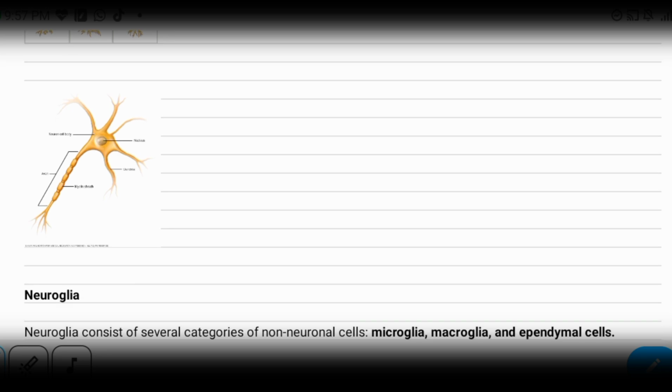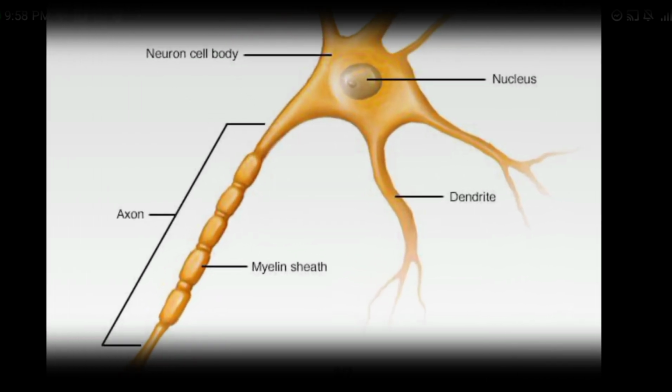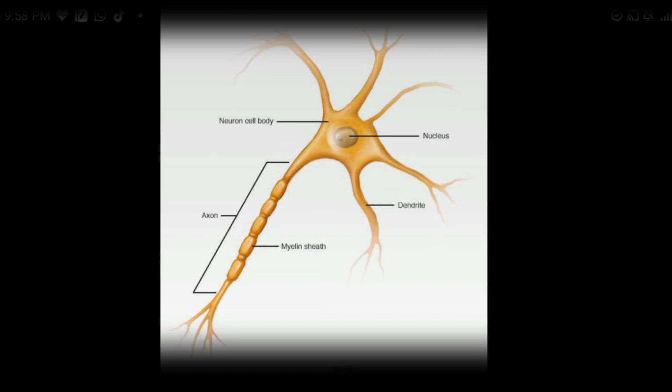So this also shows us a typical example of a neuron. As you can see, the cell body has a nucleus just like every other cell. It has an axon which is wrapped around by the myelin sheath. You can see it, and the points are called what? Those nodes are called the nodes of Ranvier.